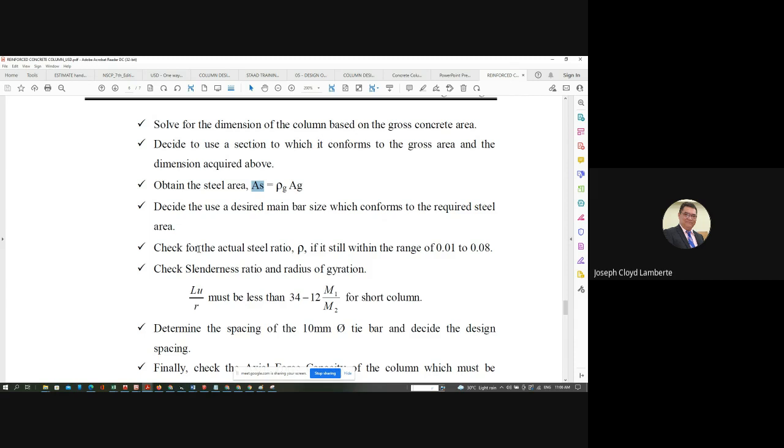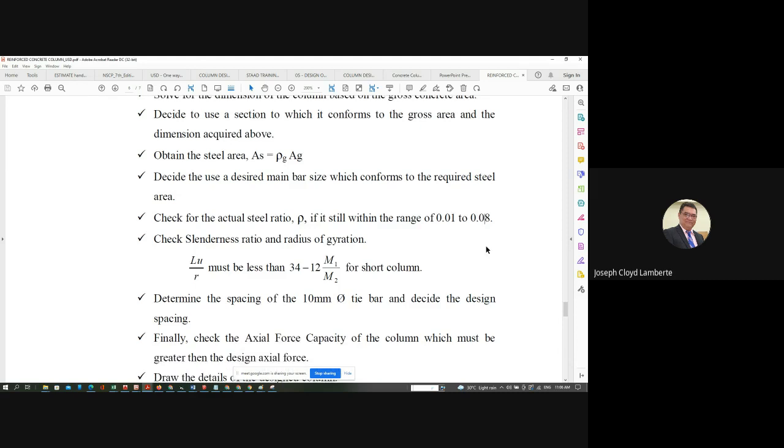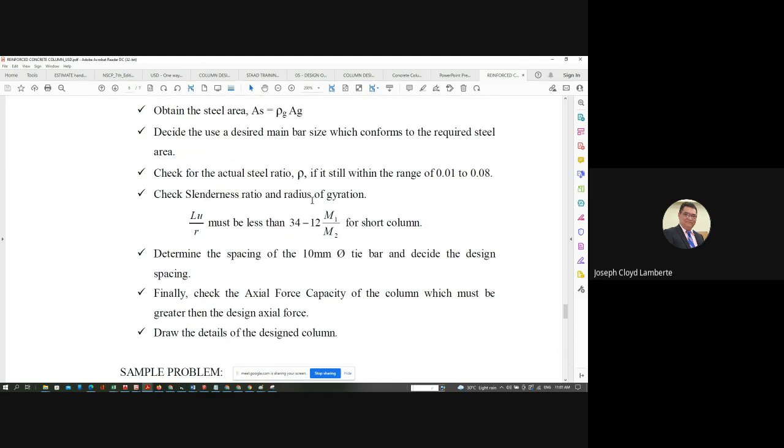That's why imong i-check ang actual nga steel ratio. So i-check na tong actual nga steel ratio by calculating the actual steel area, and i-divide nimo dito sa actual nga gross area, makuha nimo ang steel ratio. It shall conform to the range 1 to 8%. Check for the slenderness ratio. Check nimo kung short column ba siya, no? It must be that LU over R must be less than 34 minus 12 times the ratio of your M1 over M2.